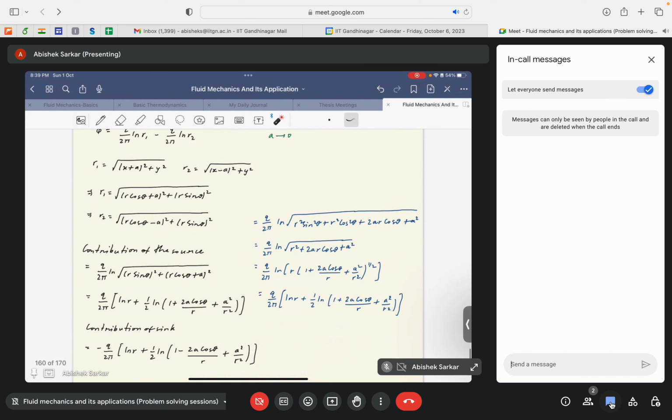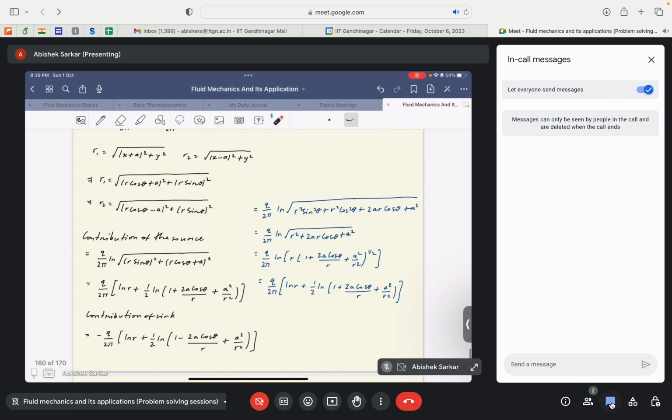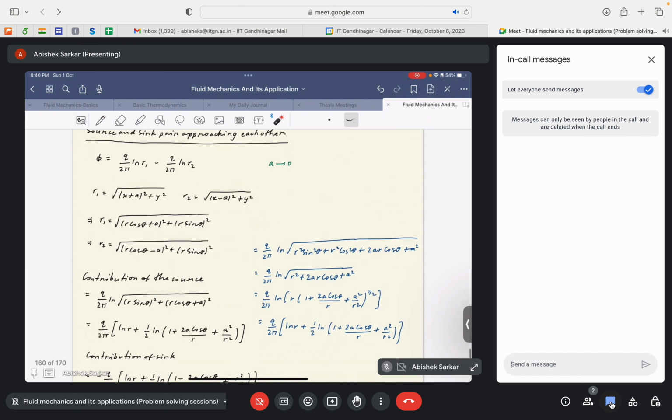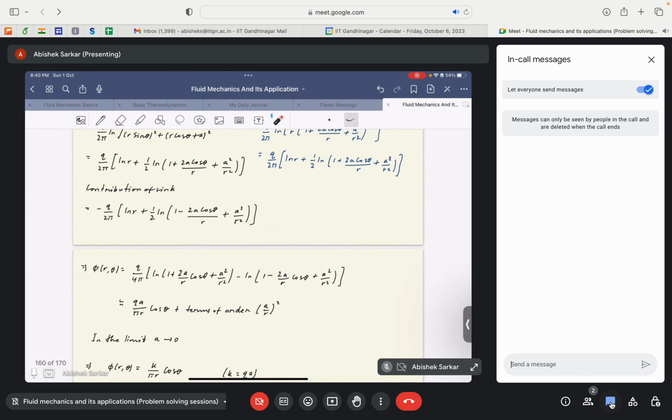So the contribution of the source would be equal to this expression. If we simplify the equation a bit, we will get that the contribution of the source is given by this expression, and the contribution of the sink is given by a similar expression, just with a negative sign at the front. What we need to do to get the potential function is just add these two expressions, and so we get this from the equation.